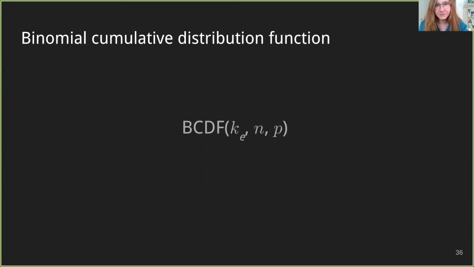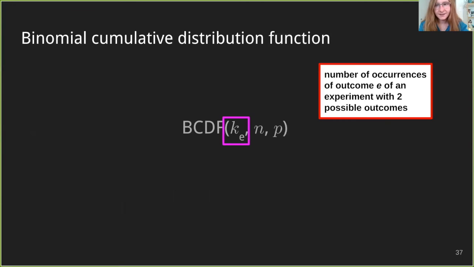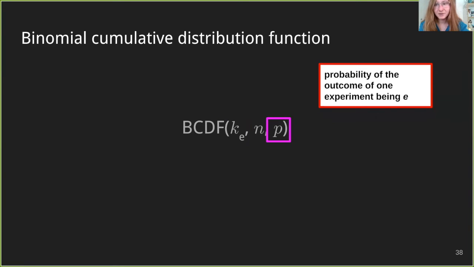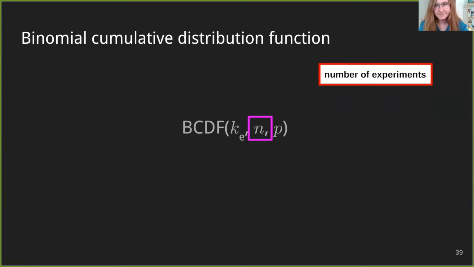So we use the binomial cumulative distribution function. I'll explain the variables in here. K_E, the first argument, is the number of occurrences of outcome E of an experiment that has two possible outcomes, because binomial. P is the probability of any one of these experiments being E, and N is the number of experiments being performed.